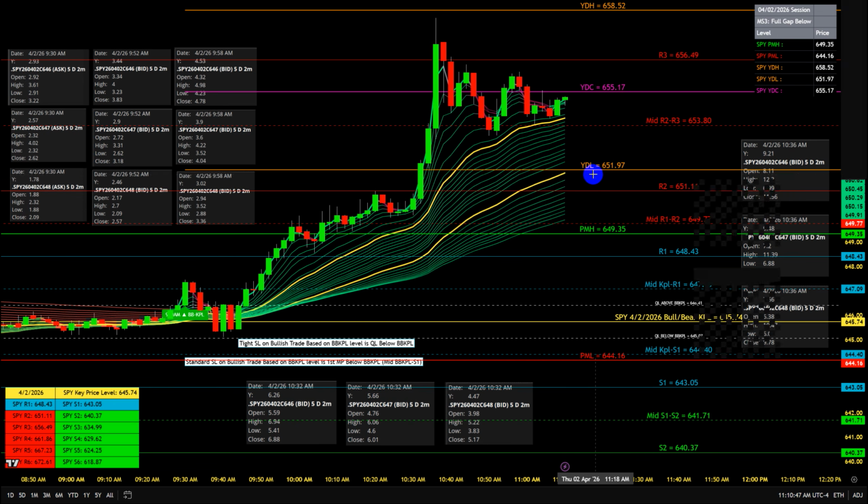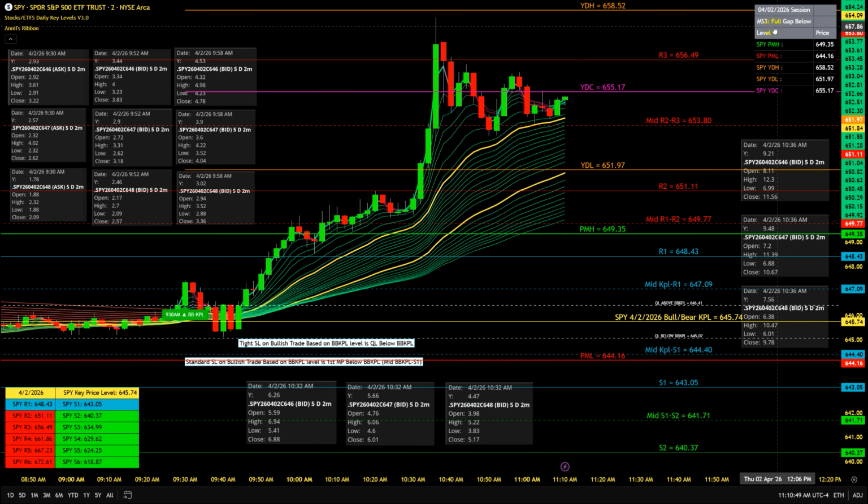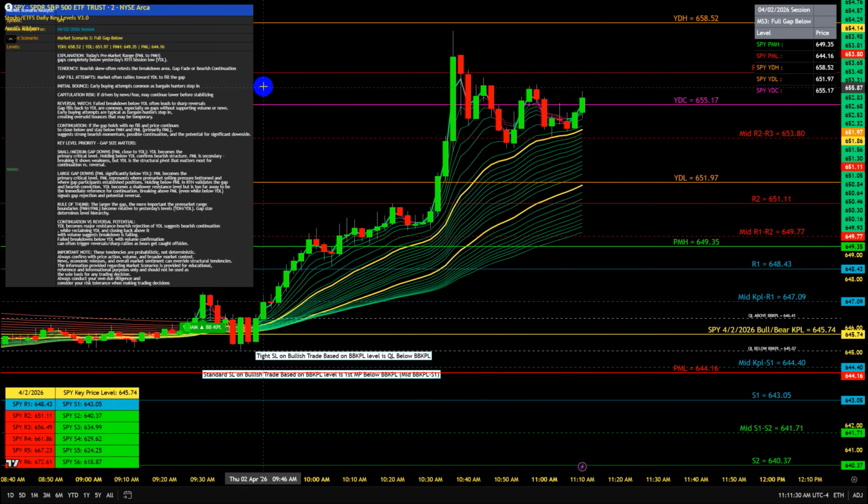So with this indicator, you have the market scenario analysis here, MS3 full gap below. However, you also have the market scenario analysis table, which we'll take a look at now. Okay, so you enable the market scenario analysis table and it will show up on your chart on the first tick of the 9:30 a.m. RTH open. And here you can see there's a further explanation of what this market scenario means, as well as tendencies, key trading characteristics, and things to watch out for.